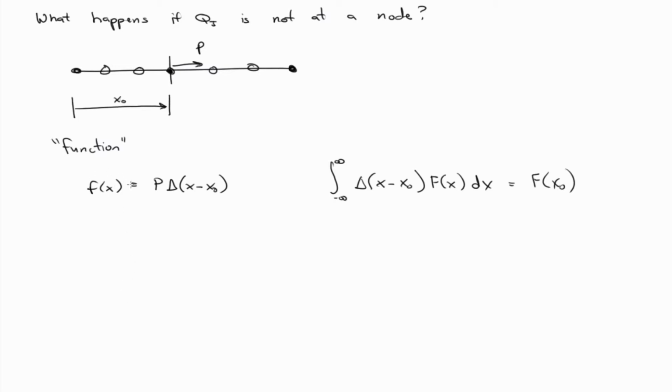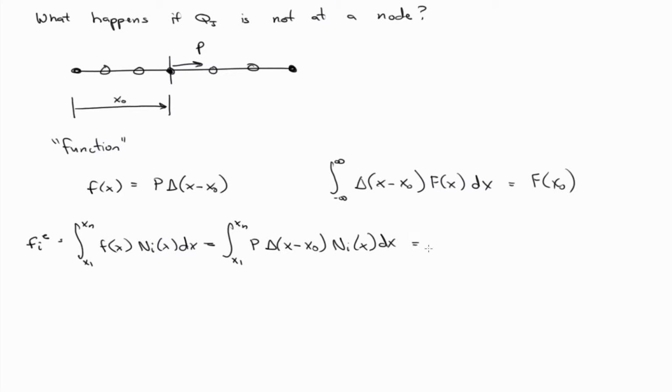So now that I have my point source defined like a function, I can stick it into the little f_i, which is where distributed functions are integrated in the weak form. So if I integrate from x1 to xn, f of x times N_i of x dx, and I plug in my definition for f of x, what do I get back?